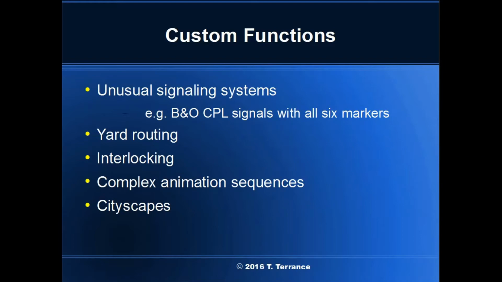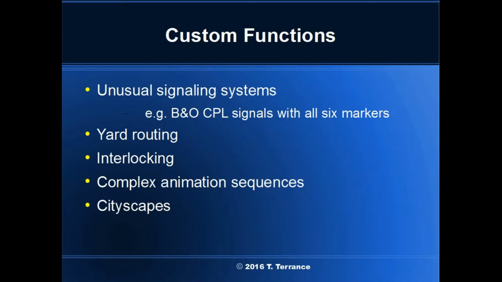I'm a B&O modeler. B&O CPL signals have 4 main indications and up to 6 markers, 3 above and 3 below. There can be up to 37 distinct indications, including flashing modes. It's unlikely that any commercial manufacturer will produce a signal controller that can reproduce all of these indications. However, it's possible to program a microcontroller to do so.